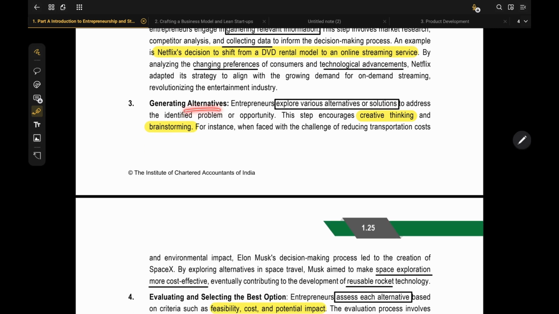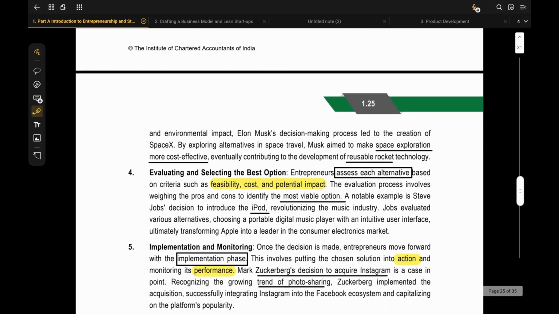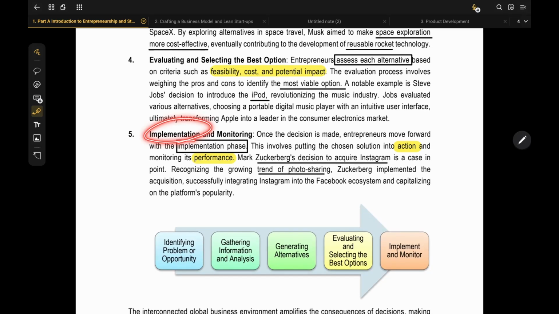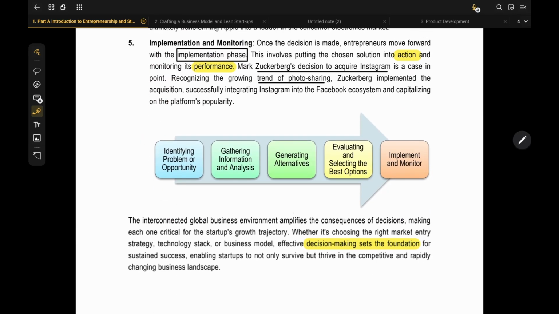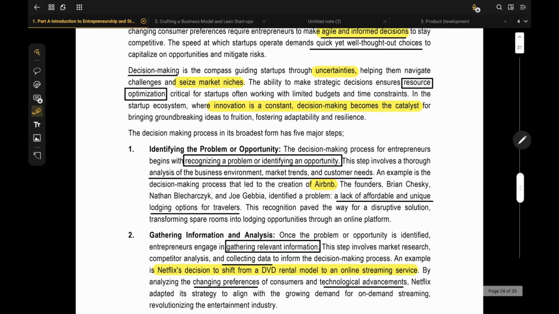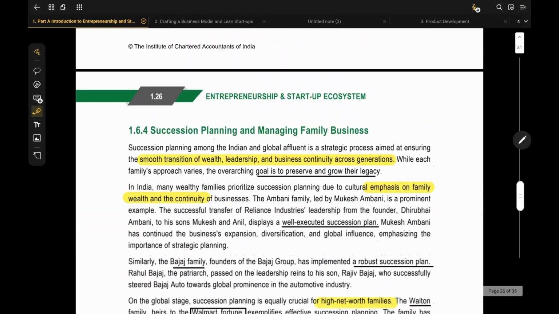And generating alternatives. For the problem you identified, you have to bring different solutions. You have to bring 4 to 5 solutions. And then for every solution you have to go deeper, make a revenue model, make a financial analysis, and then select which is the best alternative. Then you make the decision by selecting the best option. Implementation and monitoring. After selecting the alternative, you have to implement it. These are the steps for doing this decision making.